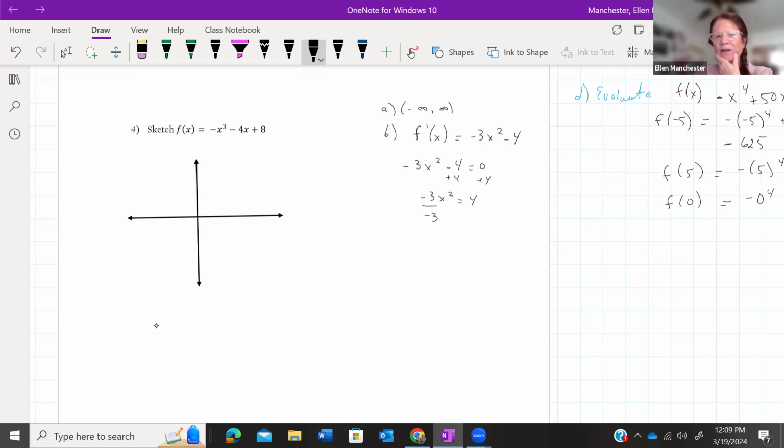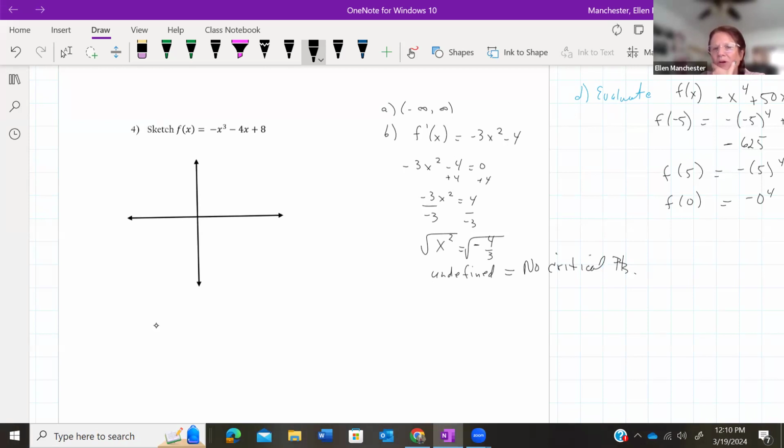I can divide by -3, but now I have x squared equals -4/3. When I try to get x by itself, I'm going to square root. Well, now is the problem, right? I can't have the square root of a negative value. This is an undefined value. There's no such thing as a square root of a negative. So this is undefined. What this means is there are no critical points.